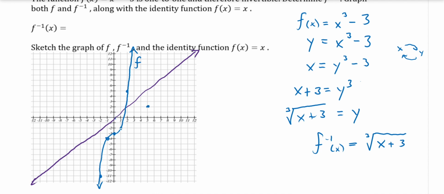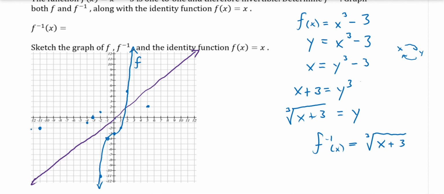Likewise, if it goes through (1, negative 2), this is going to go through (negative 2, 1). Or (0, negative 3) goes through (negative 3, 0). Or (negative 1, negative 4) goes through (negative 4, negative 1). And by the way, you could plug some of these in. These are just values that will evaluate nicely inside the cube root. If you plug in negative 4, you get minus 1, and the cube root of that is minus 1. If I plug in minus 11 in here, minus 11 plus 3 is negative 8, and the cube root of negative 8 is negative 2.